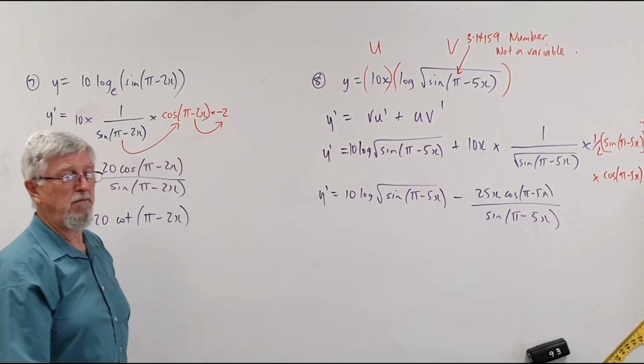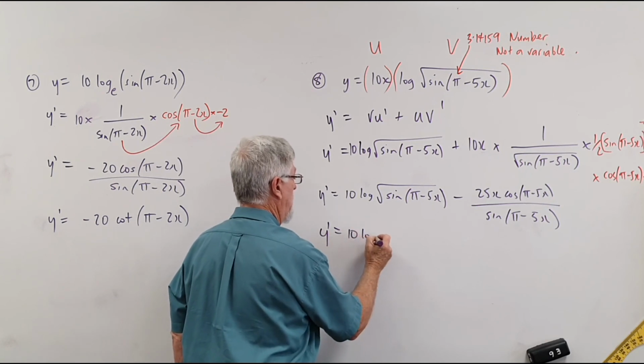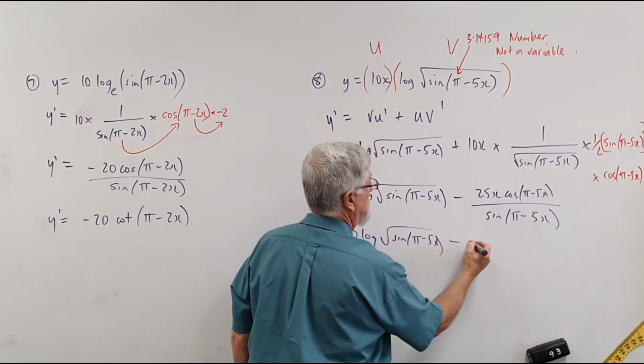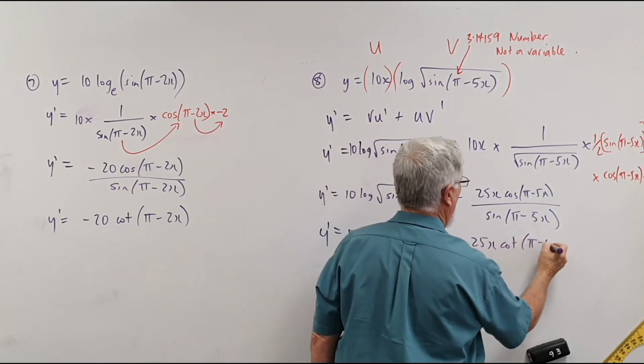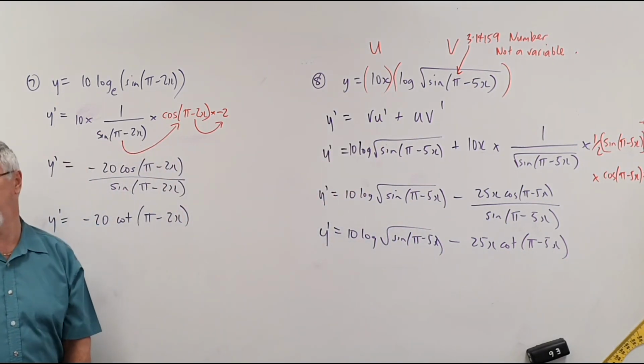Have I made any boo-boos? Maybe. And if you're in spec, you could put 10 log of that sine, minus 25x cot of pi minus 5. Not too bad. Something inside me says I probably made a boo-boo.